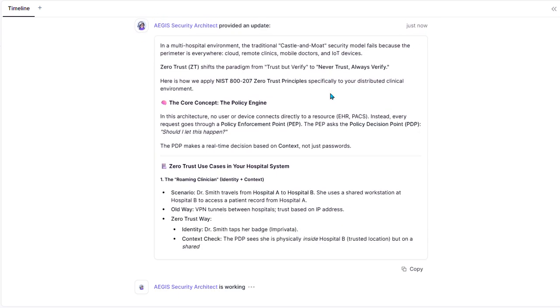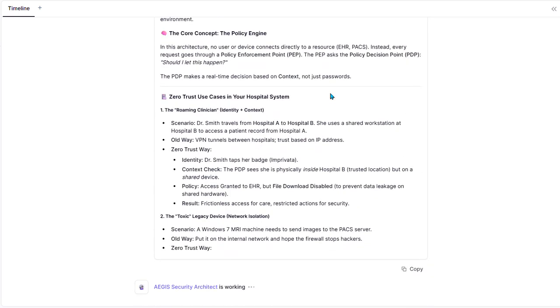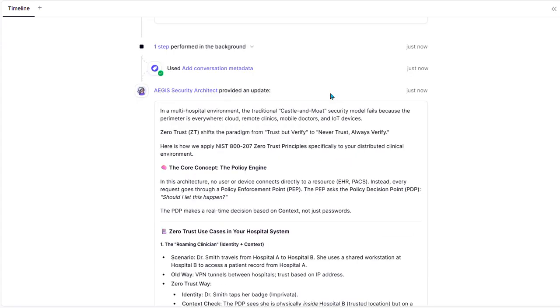As fast as the speed of light. So it is giving us the information that we need. So we can start going down while it's working.